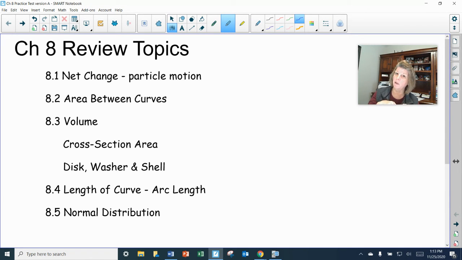And 8.5, normal distribution, just kind of a fun section to look at the area underneath the normal curve and show how we can calculate it using integrals. So that was really a quick run through on the chapter. There are several formulas that you need to know.